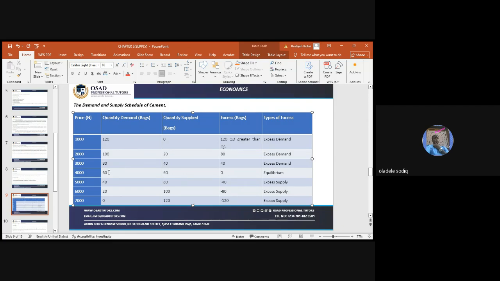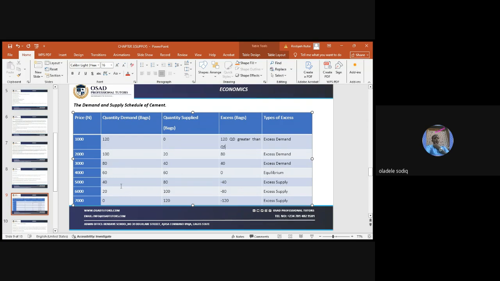What I demanded is what they supply. That is QD equal to QS, or you say QS equal to QD. That's why we have equilibrium. That is what I was explaining before. So equilibrium is a situation whereby the quantity demanded of a commodity is equal to the quantity supplied. That's what we call equilibrium.